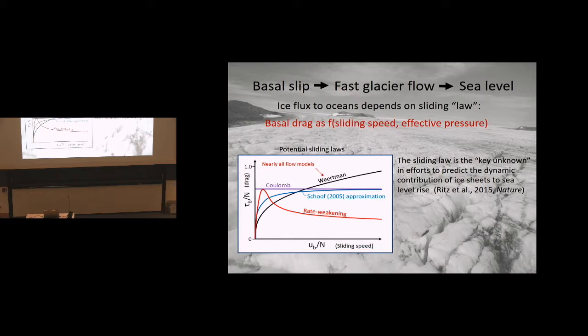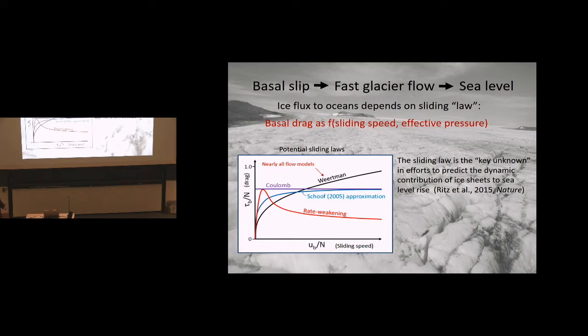And so the ice flux, as indicated by, say, an ice sheet model, ultimately depends on the sliding law that's chosen. This is quite a generous word because it's really just a guess. It's not a law at all. And this is a guess that relates basal drag to sliding speed and effective pressure, which for the purposes of this talk is just the difference between the ice overburden pressure and the water pressure that exists at the beds of warm-based glaciers.